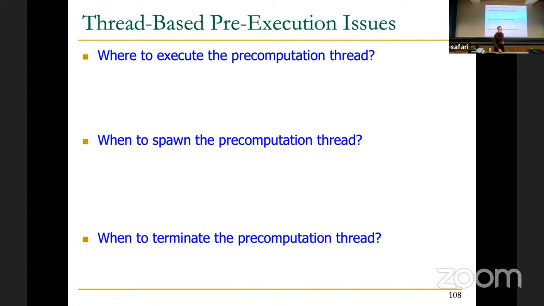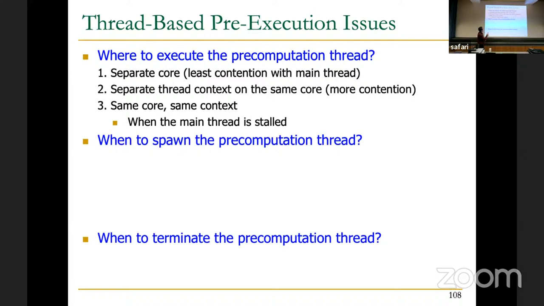As we have discussed, there are multiple things over here. They all basically have different implications in terms of sharing of resources with the main program, and also the distance from the main program, such that if you prefetch, for example, into the L2, you may not be covering all of the latency, right? So again, I'm not going to go into a whole lot of these in detail, but you should think about it. These are general issues. You could be executing in the same core, same context when the main thread is stalled also, right?